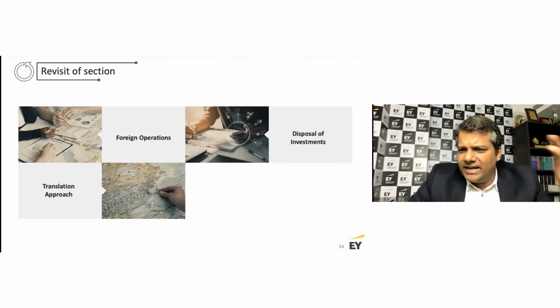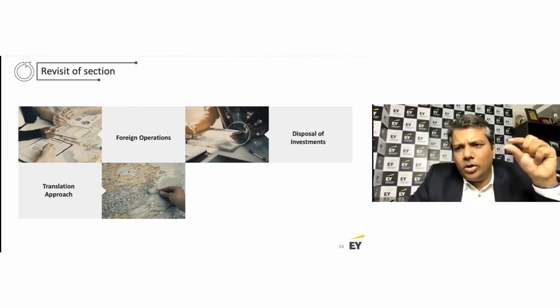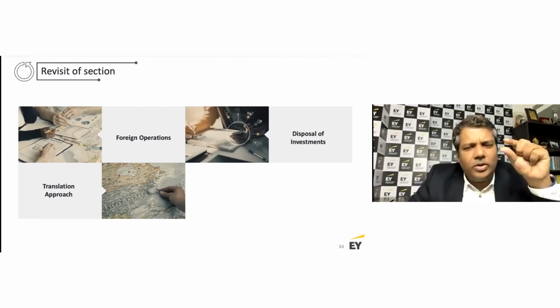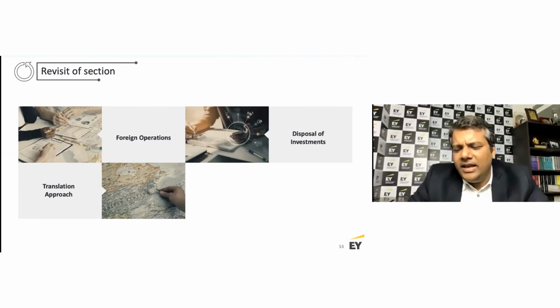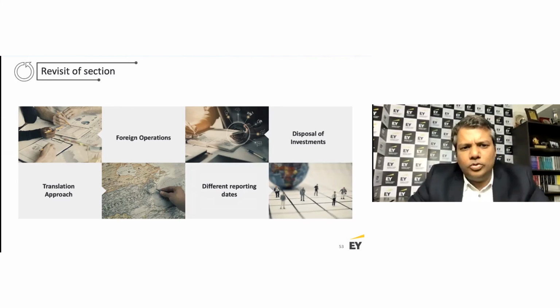We talked about the translation approach, to say how you look at your assets. All the assets get translated at the closing rate. Your liabilities get translated at the closing rate. Your P&L items get translated at the average rate. Your equity gets translated at the historical rate, and that results in a foreign currency translation reserve. And we also saw how you do the reconciliation.